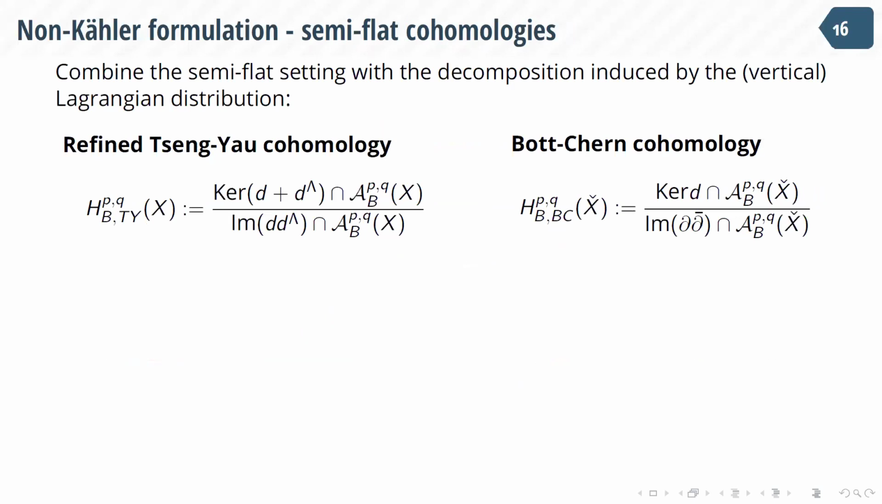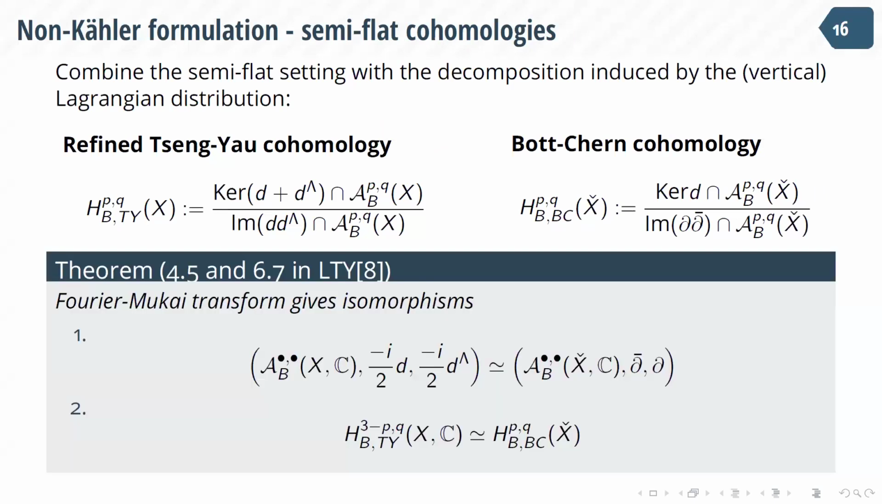So we are now recalling the main results contained in the paper by Tseng, Zheng and Yau. They have proven that the Fourier-Mukai transform gives an isomorphism of double complexes at the level of semi-flat differential forms that induces, of course, an isomorphism at the level of cohomology, and this second set of isomorphisms is the non-Kähler analog of the mirror symmetry relation for the diamonds.